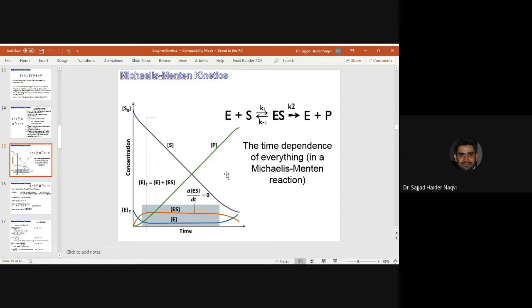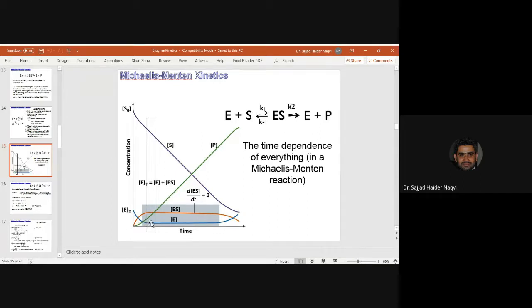So we can say that pretty much the substrate and the product, they are going reciprocal when we compare that with the time. In case if we talk about the enzyme concentration, the total enzyme concentration, obviously it will be at maximum at the time zero. But as time progresses, you see that there is a decrease in the enzyme concentration.